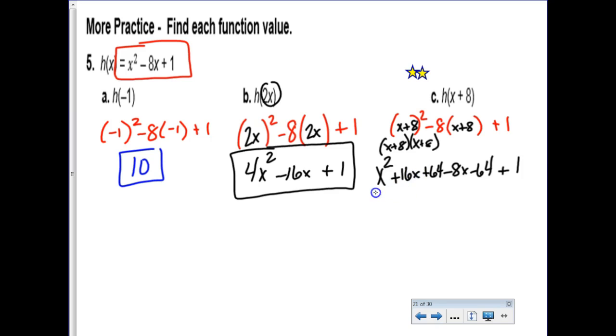Let's collect our like terms. There's only one x squared. Right here you have 16x minus 8x, so we call that plus 8x. And this is kind of neat. The 64's cancel. And then plus 1.